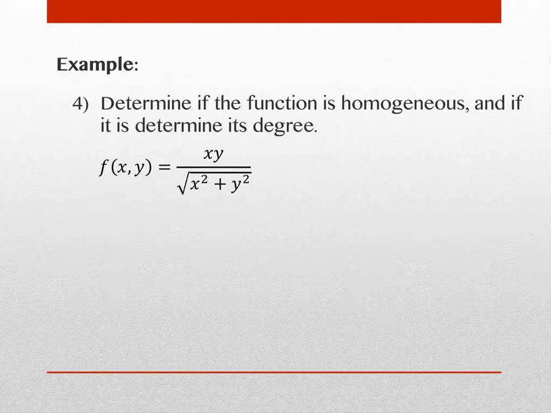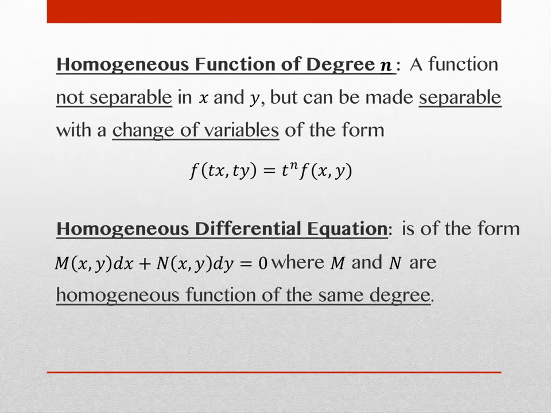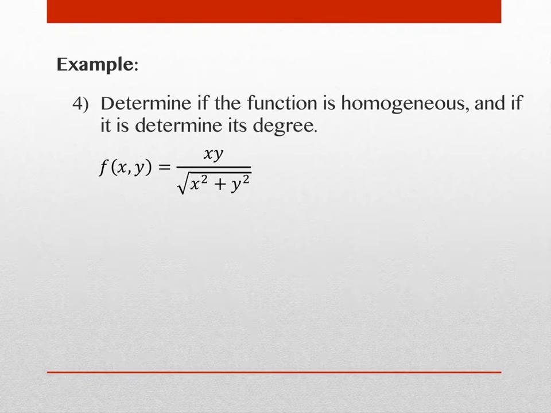Okay. So determine if the function is homogeneous, and if it is, determine its degree. So let's go back over here and see what it said to be homogeneous. Right here, it says that in order to be homogeneous, if I were to replace x with tx, and I were to replace y with ty, somehow I'm going to be able to factor those t's out in front and have the same function I had to start with. So that's what we're going to try. We're going to take this function, and we're going to replace the x's with tx, and the y's with ty.